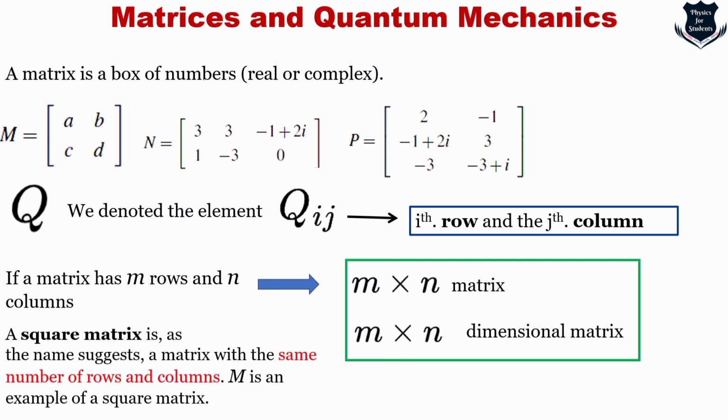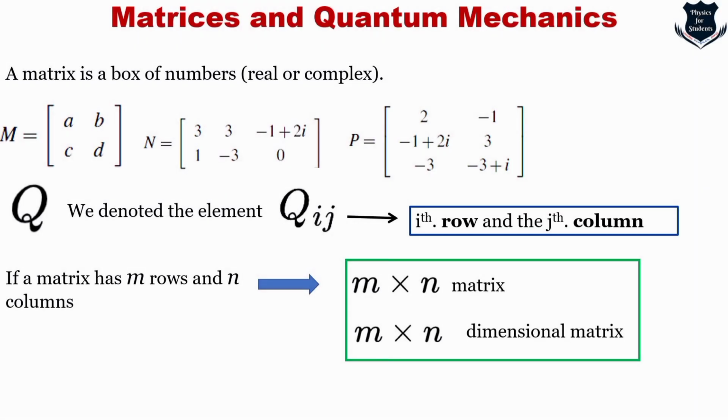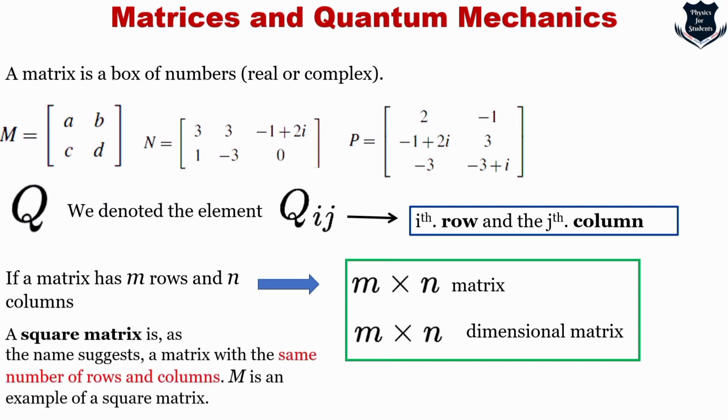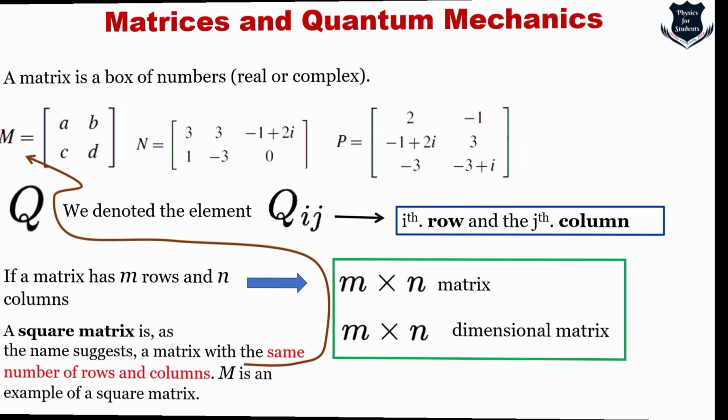For example, a square matrix, as the name suggests, is a matrix where the number of rows and columns are the same. And here I have just shown that this M is an example of a square matrix, right? Okay, so this part is clear, how a matrix looks. Now let us see a quick example of this m by n dimension. We have seen the square matrix I have just told you.